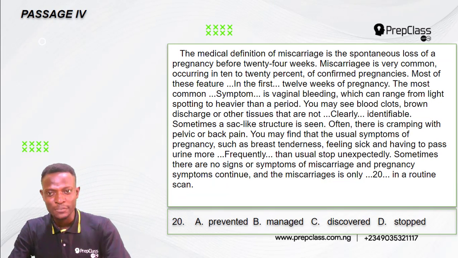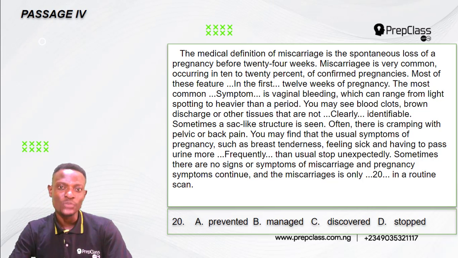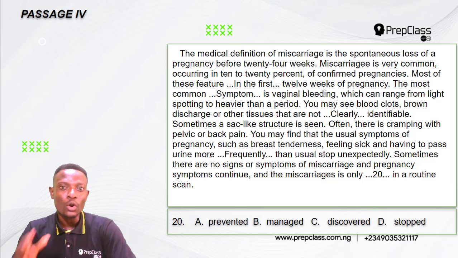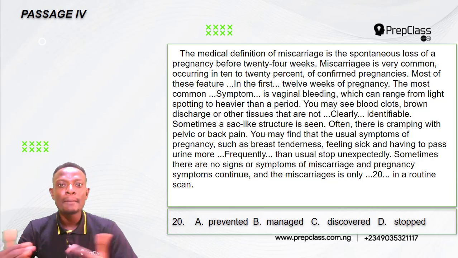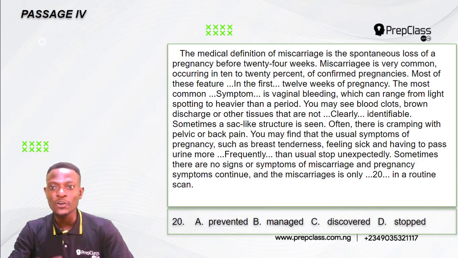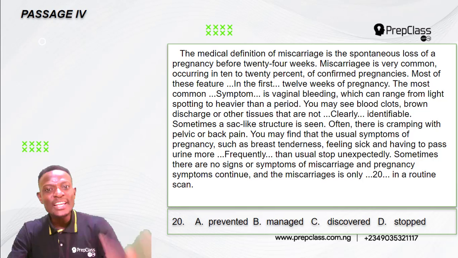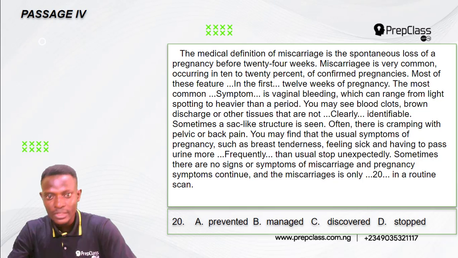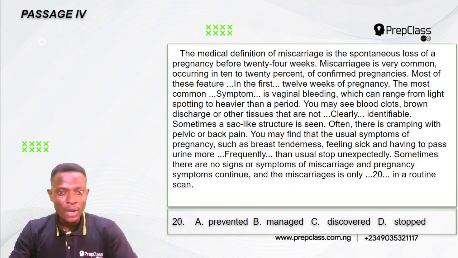The medical definition of miscarriage is the spontaneous loss of a pregnancy before 24 weeks. Miscarriage is very common, occurring in 10 to 20% of confirmed pregnancies. Most of these occur in the first 12 weeks of pregnancy. The most common symptom is vaginal bleeding, which can range from light spotting to heavier than a period. You may see blood clots, brown discharge, or other tissues that are not clearly identifiable. Sometimes a sac-like structure is seen. Often there is cramping with pelvic or back pain.